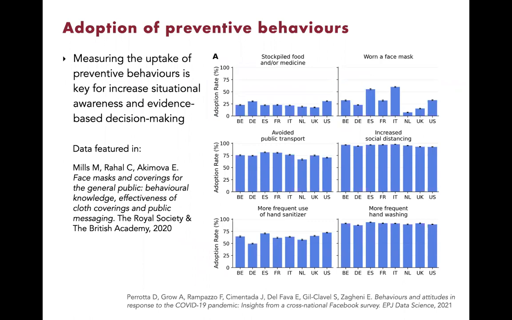Which we measured in order to assess whether people actually changed their behavior and complied with the recommended and mandated public health interventions, which is critical for policymakers to design effective communication strategies, increase situational awareness, and evidence-based decision-making. And for example, our data, among others, have been used in a report focused on the use of face masks in the general population to basically push the public health authorities in the UK and encourage the use of protective face masks, which in the UK was really low at the time compared to other countries in Europe.